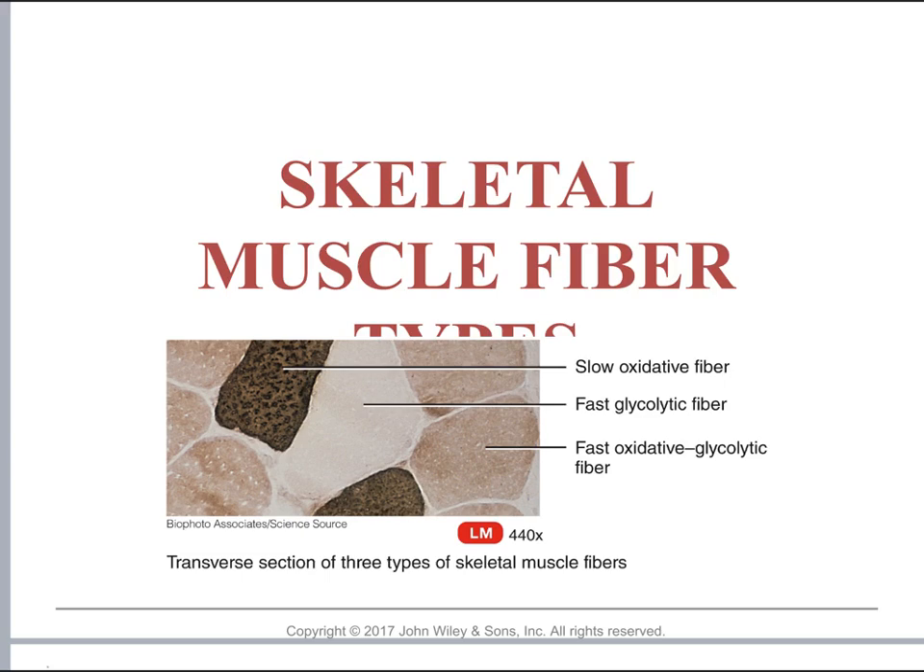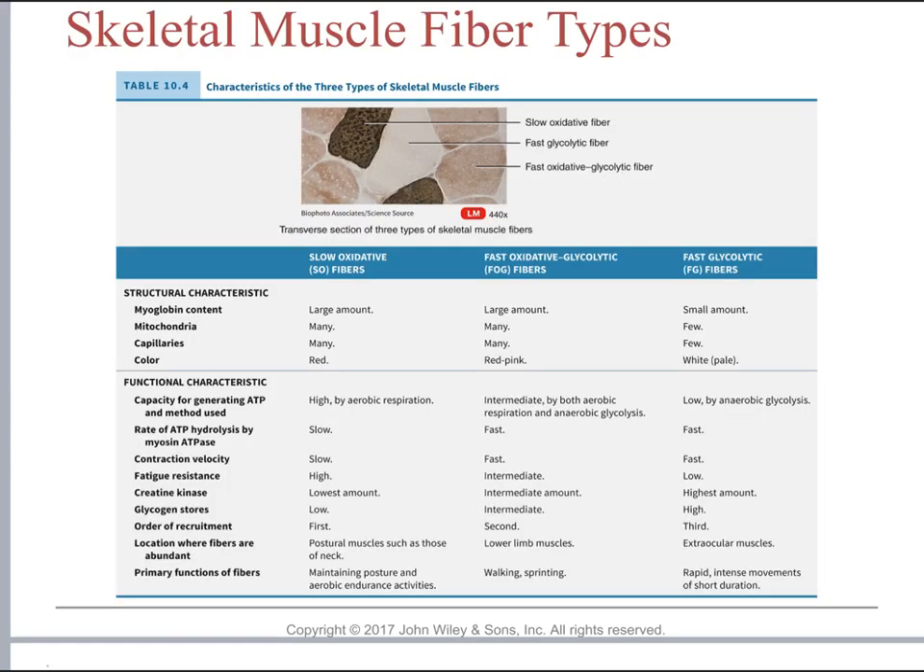Now, the color is going to give us some idea of how they're getting energy and doing work. The red would tell us that there's a lot of blood coming to here, the pink an intermediate amount of blood, and the white very little blood. So we're going to look at a table that explains everything and puts everything together for us. Let's work through table 10.4 to understand the characteristics of the 3 types of skeletal muscle fibers. We're going to look at a couple of characteristics: structural characteristics and functional characteristics.